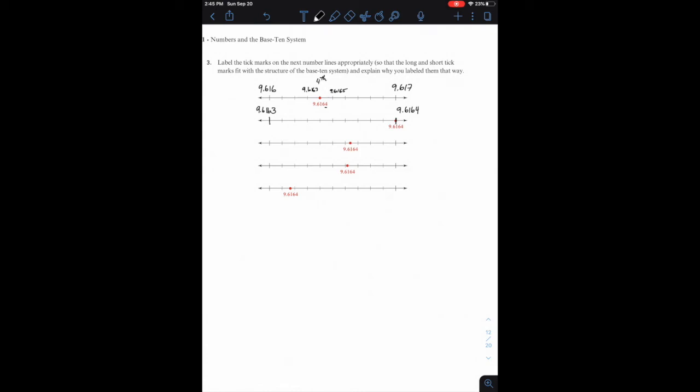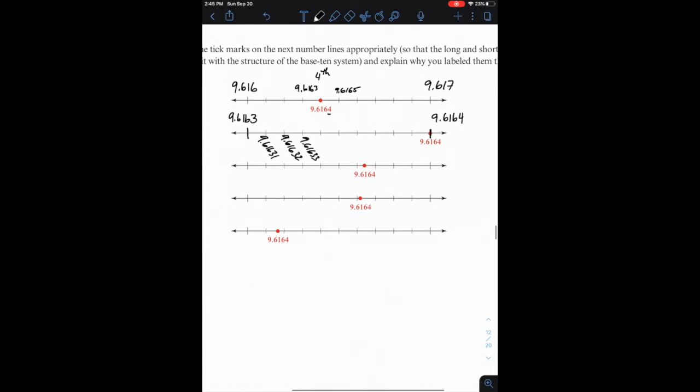So these numbers in between would be 9.61631, 9.61632. Take a look at the next one. We'll just do one more and then I'll leave the other two for you to think about. So this is lying between 1, 2, 3, 4, 5, 6th. So 6th tick mark, and it's about halfway up to the next one.